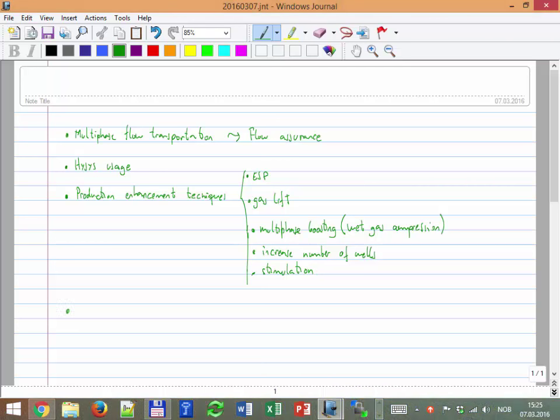We are going to talk also a bit about something I think is very important, especially since you're going to be exposed to it later in your professional life: model-based optimization, or optimization of production systems.